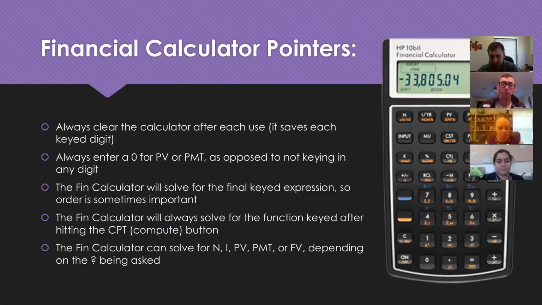And basically on the calculator, you would hit the second, the clear all, and then one. And what that does is it clears everything for you, because if you enter in a digit, it's going to save it.